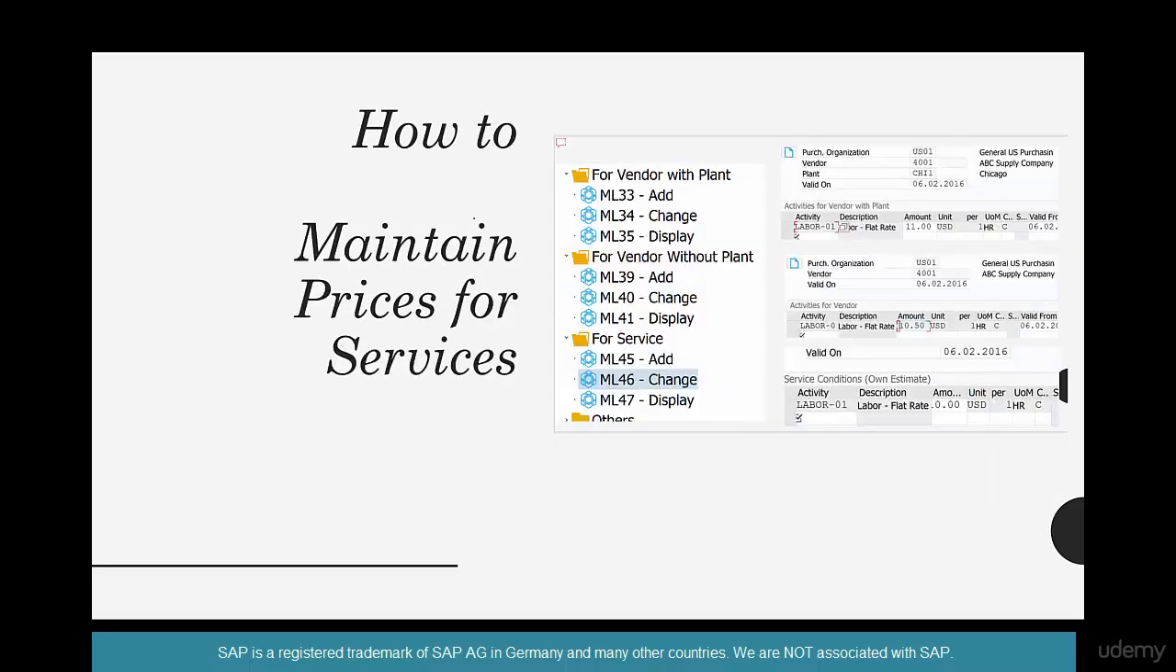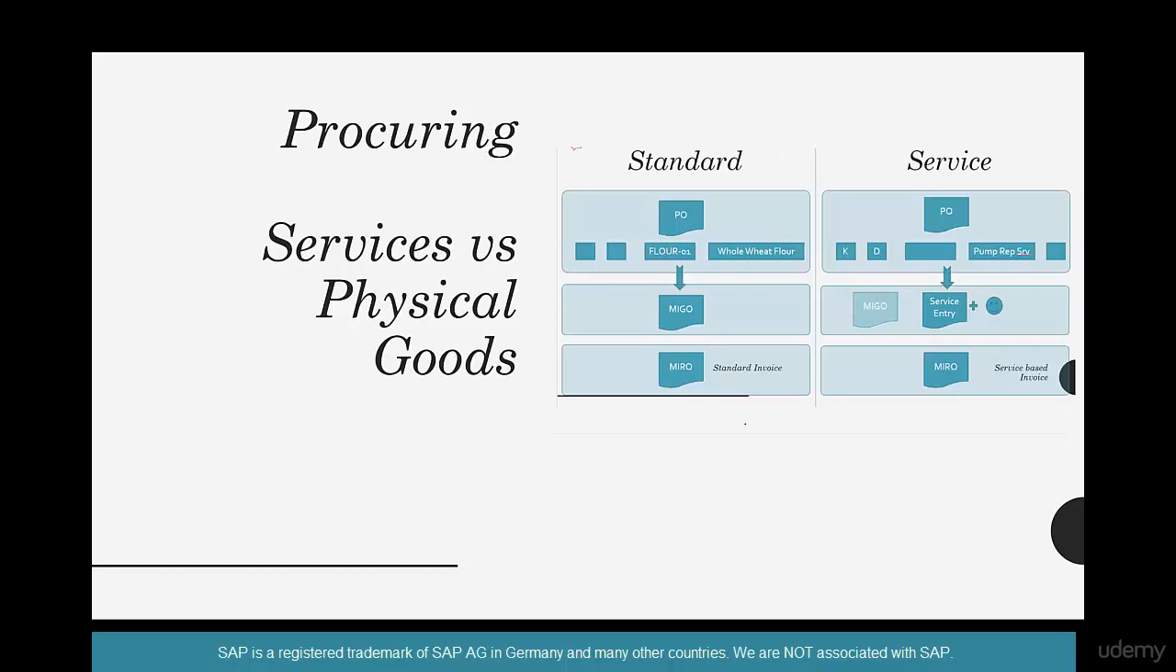For physical goods like raw materials or non-stock materials, prices are maintained in the purchase info record. But for services, prices are maintained in three possible combinations, not in the purchase info record, but using these transactions. And we have seen three major differences in this picture of how you procure standard materials versus services.